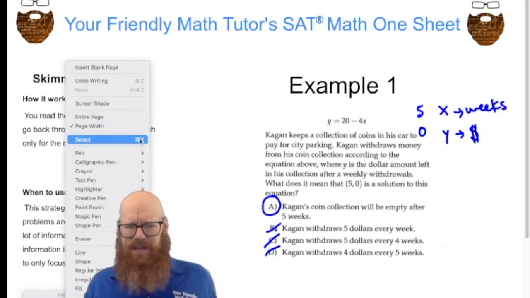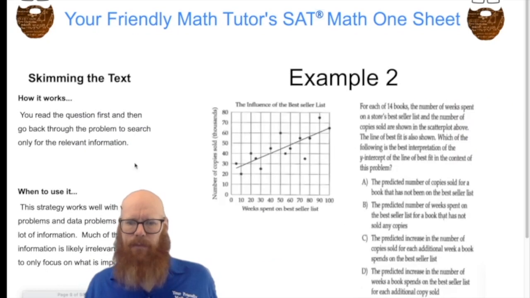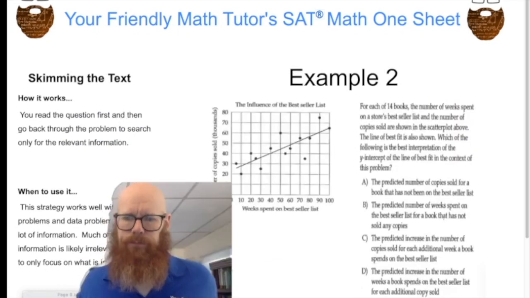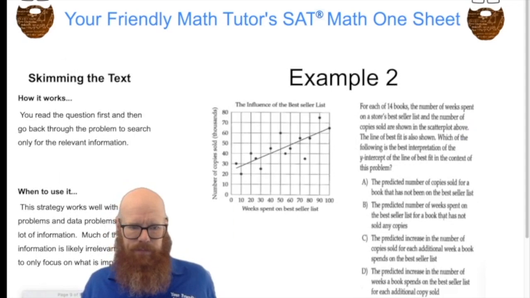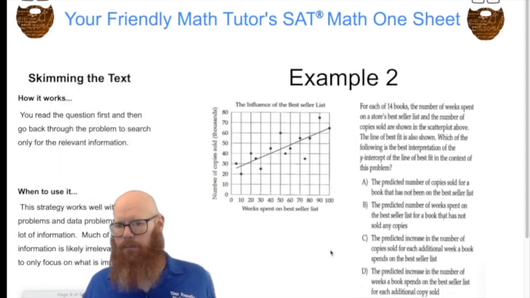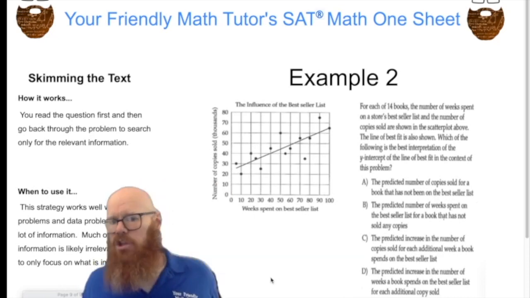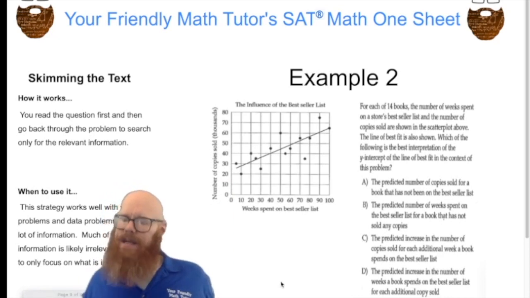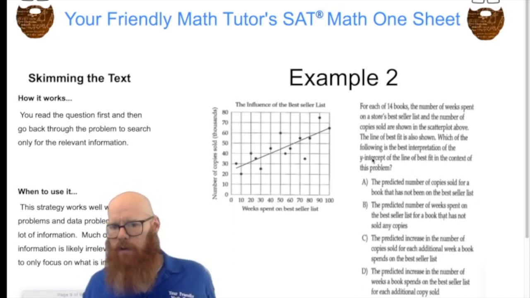All right, let's take a look at our other example for skimming the text. So again, this strategy works well for data problems with a lot of words. So any wordy problems, there might be some problems where you have to read the whole problem, but try to do it without, if you can. So one good way to do that is just read the question first. So which of the following is the best interpretation of the y-intercept?